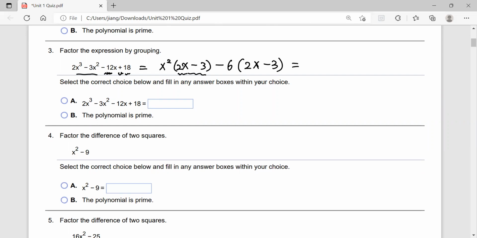So factor out the 2x minus 3. 2x minus 3. I have x squared minus 6.